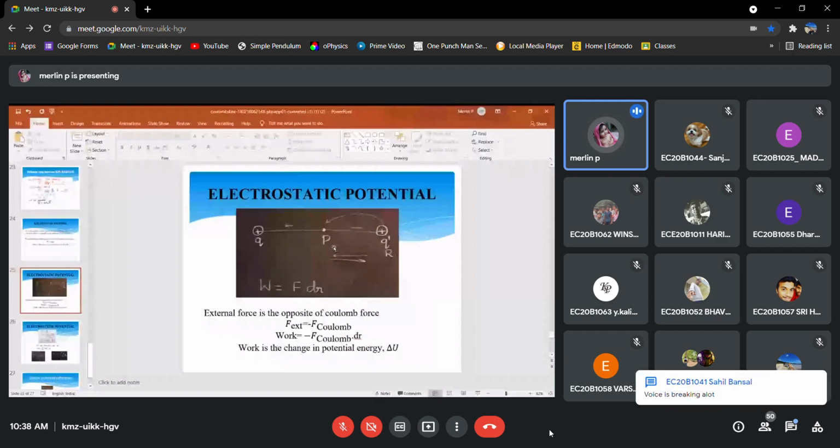If there is positive and negative, it happens automatically, but here we are assigning an external force. We apply an external force to move the charge from point r to point p. So work done is equal to force into the difference in distance. We can write it as W is equal to F dot dr, where dr is the difference in distance.